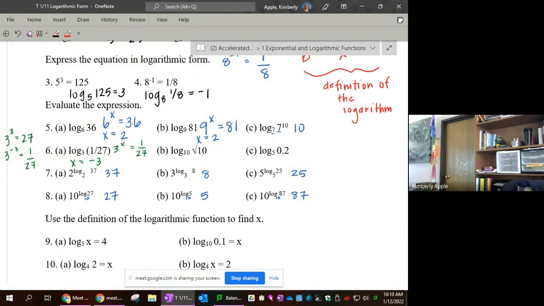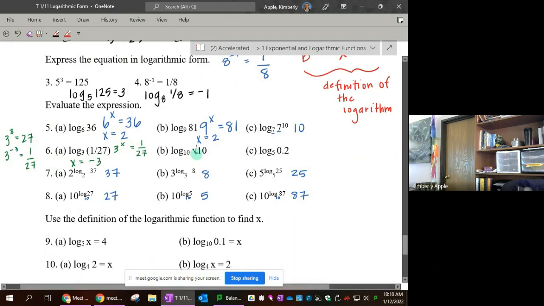All right. B requires you to understand that the root is really just a power. So this is a square root, so it's really the second root. That's that understood number that we don't see. This is the second root of 10. We just call it shorthand the square root.